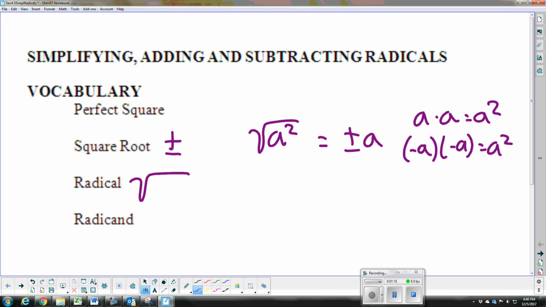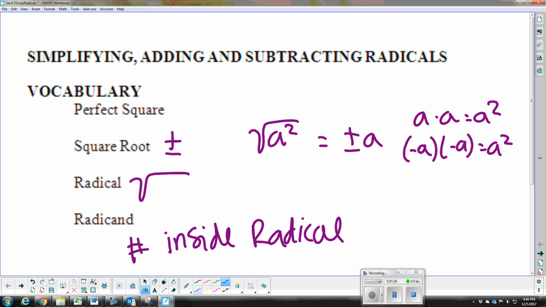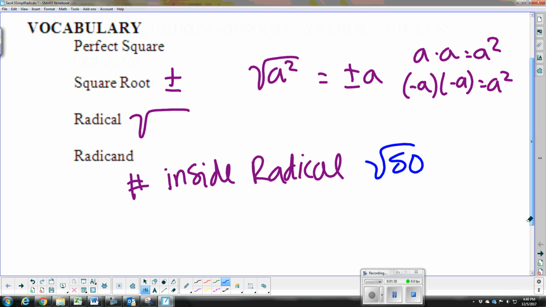This is the radical symbol, and the radicand is the number inside the radical. So for example, the square root of 50, 50 is the radicand.